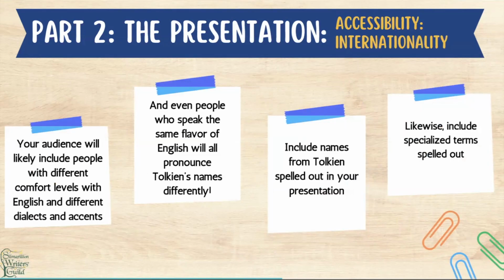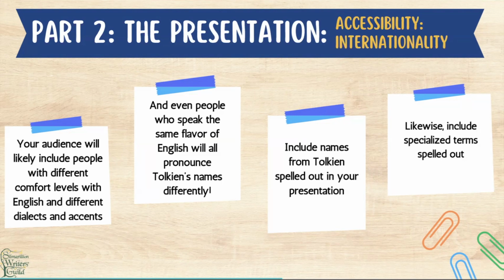So first and foremost, internationality. Tolkien fandom and Tolkien scholarship is a really international community, which I don't need to tell anyone here because we're all from different countries right here, right now. So your audience is going to include people who have different comfort levels with English, and even among fluent, even if not first language English speakers, are going to work with different dialects and accents. So that right there is a baseline for considering accessibility.